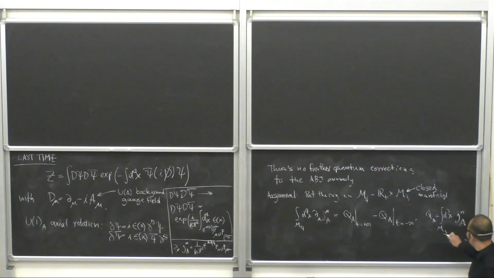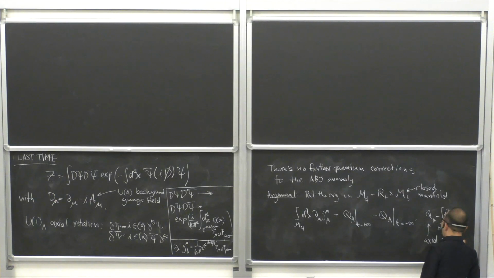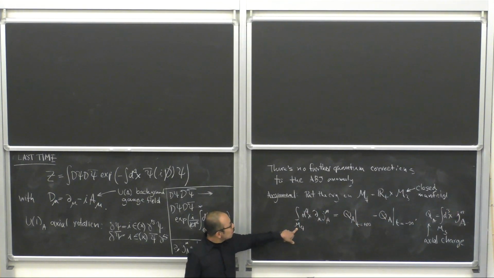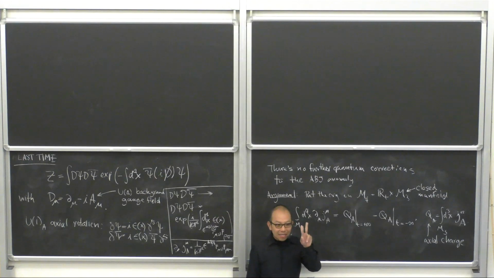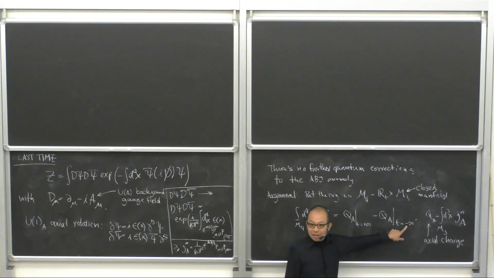What is this? This is a charge, right? And this current is the axial current. This is called the axial charge. So what's the meaning of the left-hand side after I integrate over my four-manifold? It means that you compute the charge of the axial symmetry at plus infinity, and you subtract it at minus infinity. And charge has to be quantized, right? So this quantity is an integer.